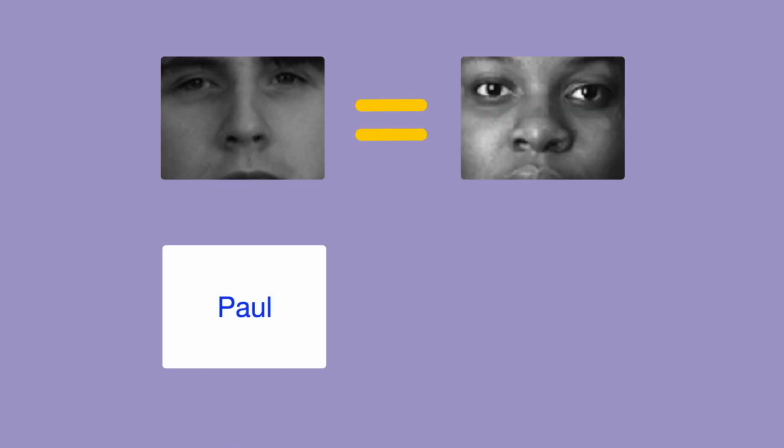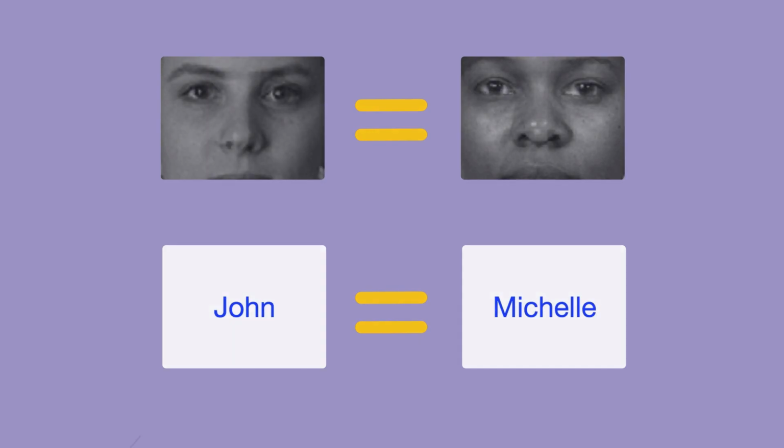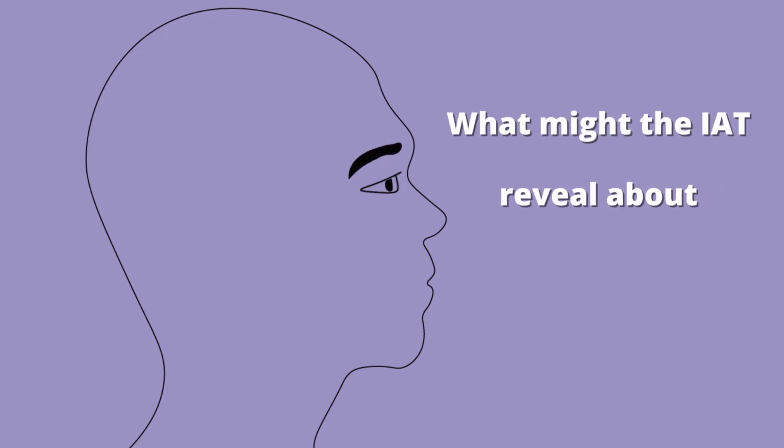Indeed, most test takers would answer on a questionnaire that white and black people are equal, and men and women should have equal pay. And many of them honestly think so. We're not talking about extremists here, but people like you and me. So what might the IAT reveal about us?